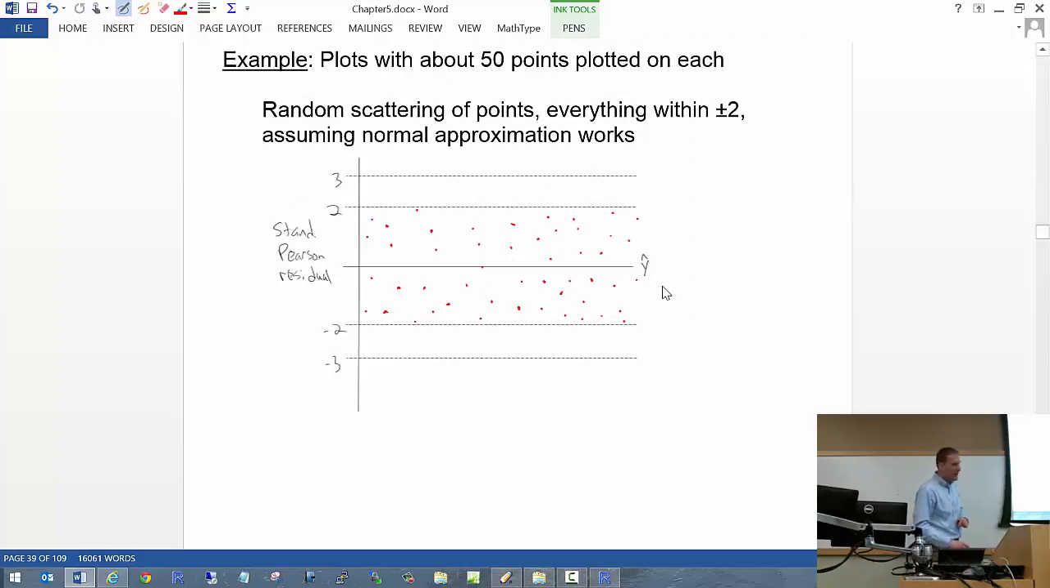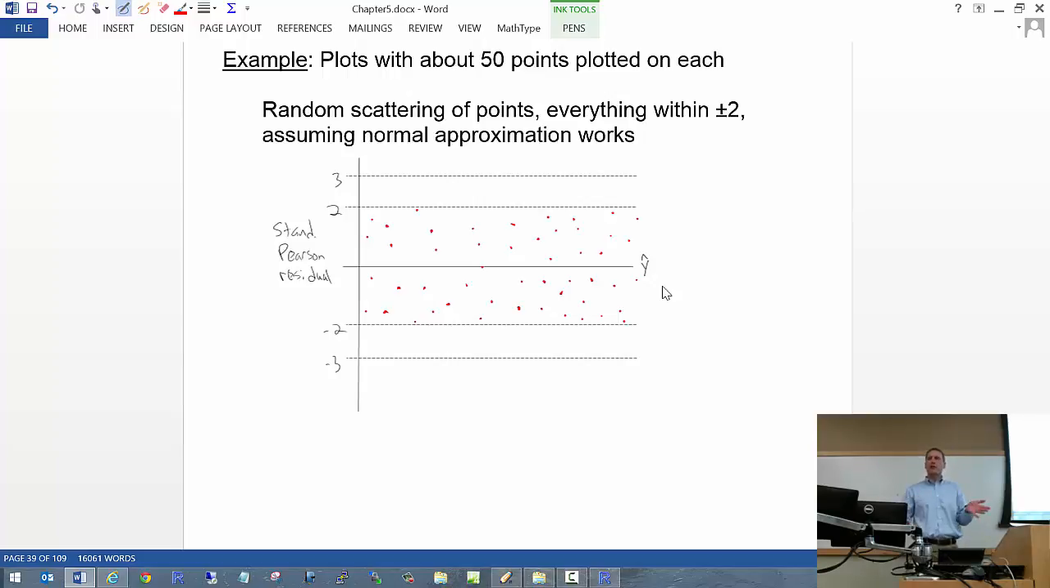So let's take a look at some plots. Standardized Pearson residual versus y hat. The red points are actually supposed to be little dots, although my pen sometimes moved a little bit. Those are indicating standardized Pearson residual, y hat pairs. And I've plotted plus or minus 2, plus or minus 3 there. So what we see here is essentially a random scattering of points.